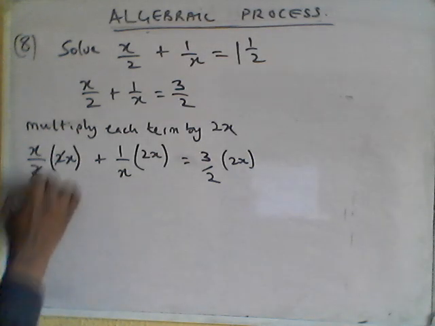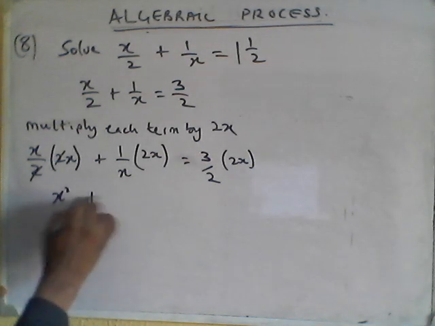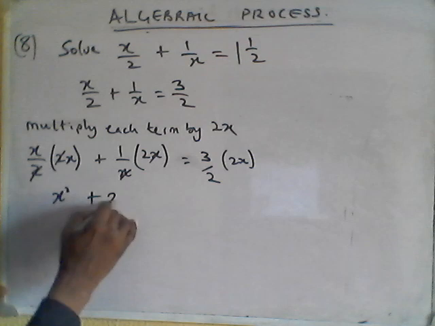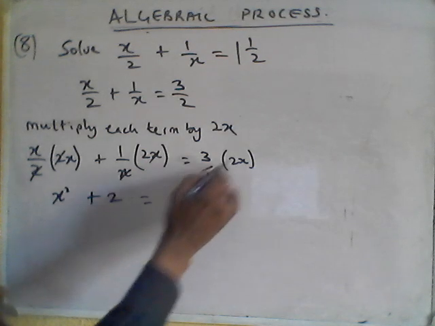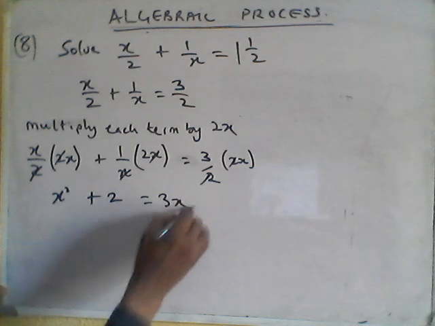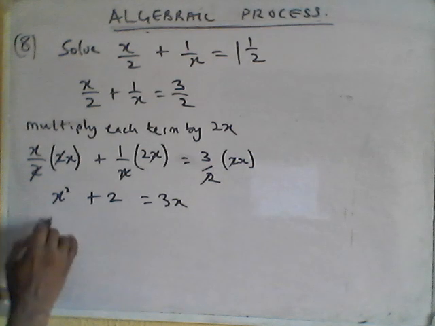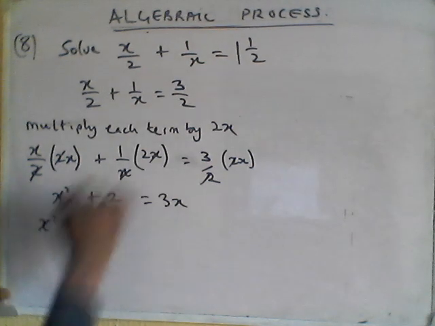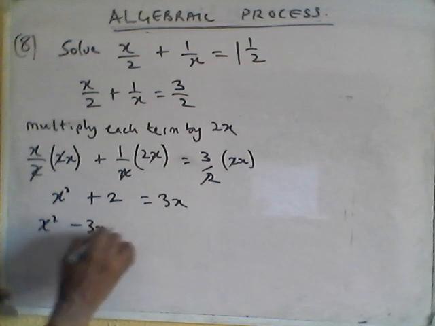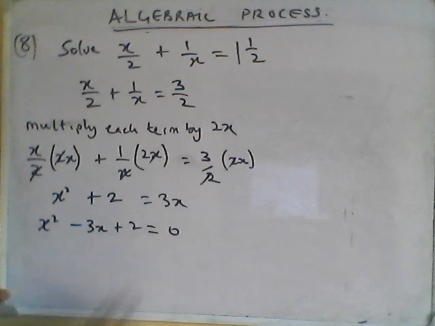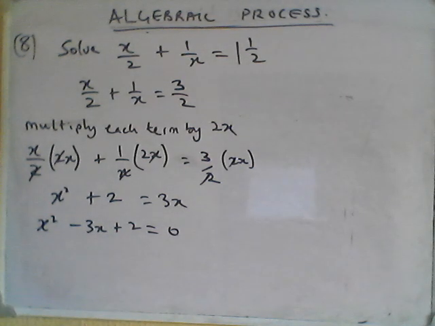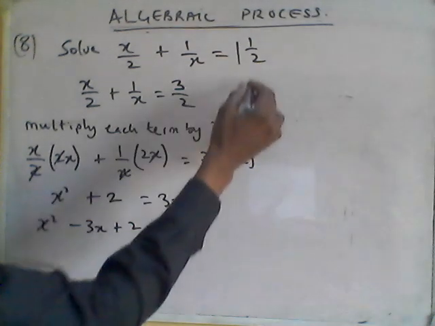So 2 will cancel 2, I have x squared, plus x will cancel x, I have 2, is equal to 2 will cancel 2, I have 3x. So I'm going to have a quadratic equation. x squared, this one will go over and become minus 3x, plus 2 is equal to 0. So this is a quadratic equation, and we're going to solve it in quadratic form.